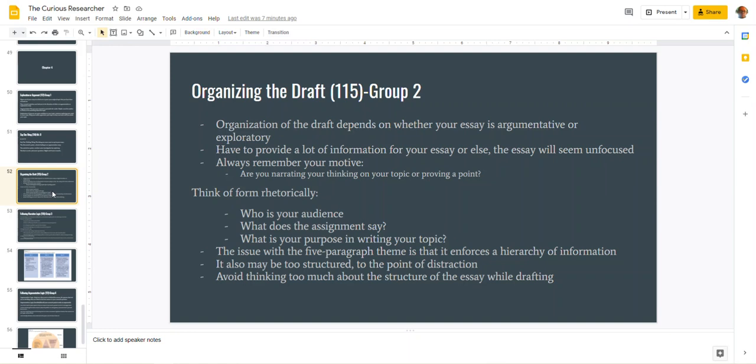The issue with the 5-paragraph theme is that it enforces a hierarchy. If you've got that 5-paragraph structure in your mind, it pretty much goes away in this type of essay due to the length. So the hard part here is to be able to decide which information is important and how you want to structure that. Don't worry about structure. You want to get your information out. This is a first draft.